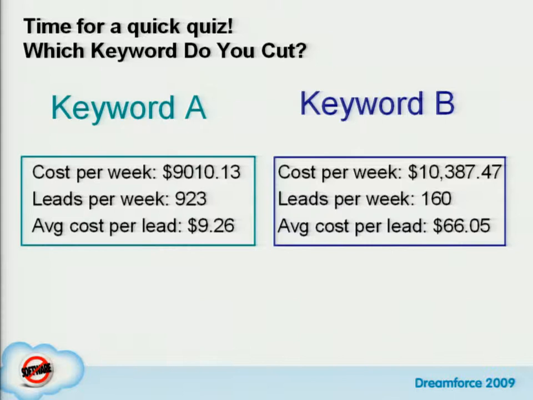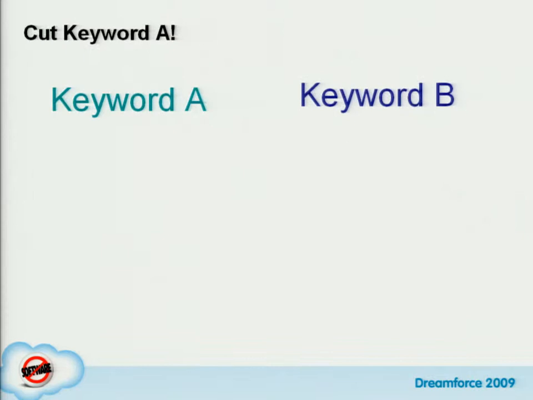Keyword B costs a little bit more at about $10,000 a week, only brings in 160 leads, and they cost $66 per lead. You have to cut one keyword. Do you cut keyword A or do you cut keyword B? Okay, I'm going to do a show of hands here, try to get audience participation. Who here would cut keyword A? Who here would cut keyword B? Of course, this is a trick question.